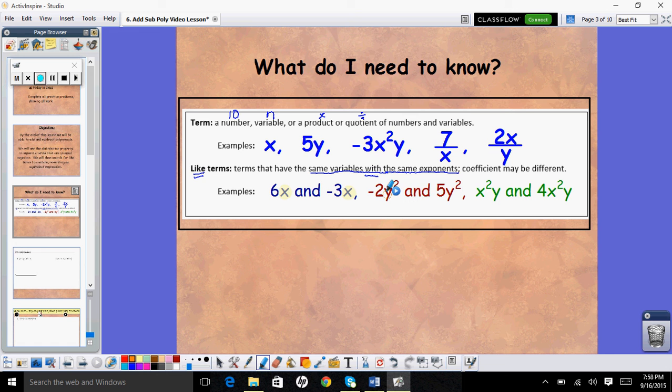You can see that y squared and y squared have the same base paired with the same exponent. So negative 2y squared and 5y squared are like terms. Even if we have a combination of variables, as long as each variable itself, x and x here, have the same exponent, and then separately y to the first and y to the first have the same exponent. So these are still another example of like terms.